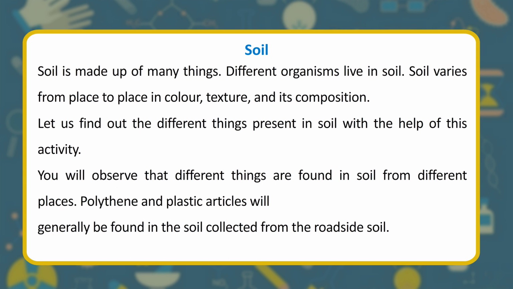Soil is made up of many things. Different organisms live in soil. Soil varies from place to place in color, texture, and its composition. Let us find out the different things present in soil with the help of this activity. You will observe that different things are found in soil from different places. Polythene and plastic articles will generally be found in the soil collected from the roadside.